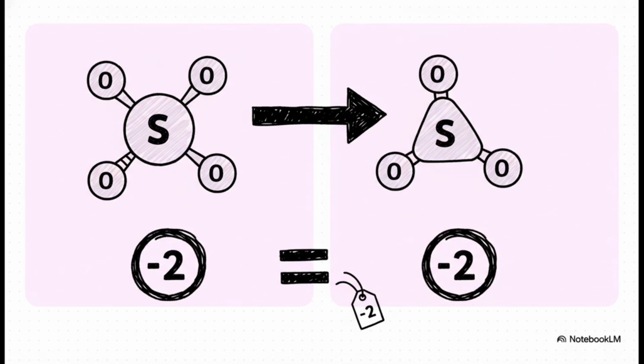And hey, while we're talking about sulfates, here's a little bonus tip for you. You've probably seen sulfate and sulfite. Well, the -ate version always has one more oxygen than the -ite version. But here's the best part. The charge stays the same. So since sulfate is -2, sulfite is also -2. It's like a 2-for-1 deal.